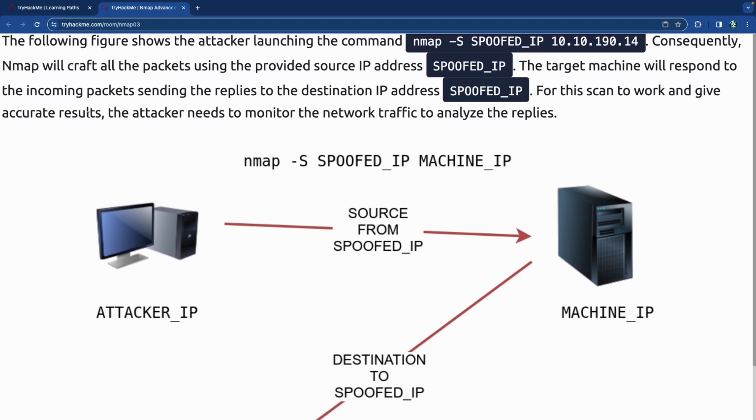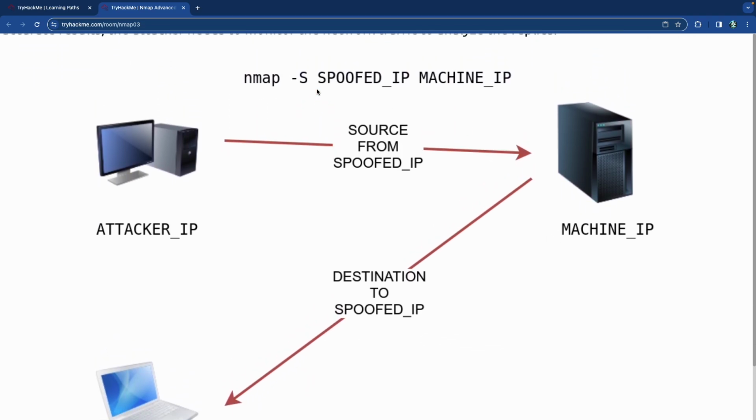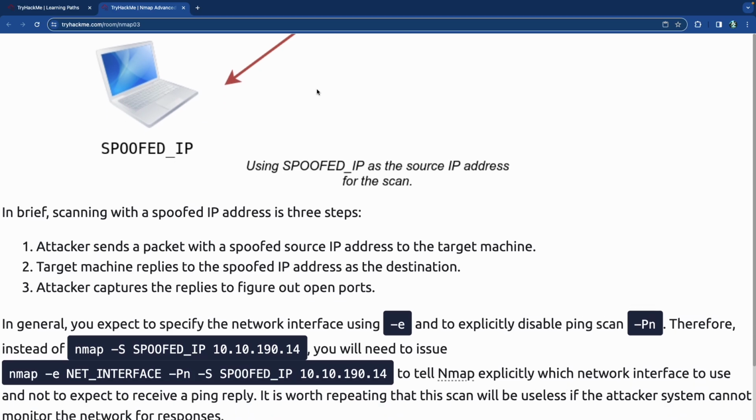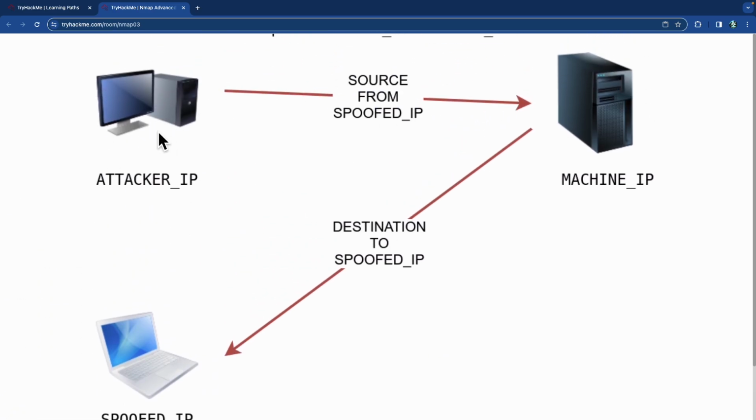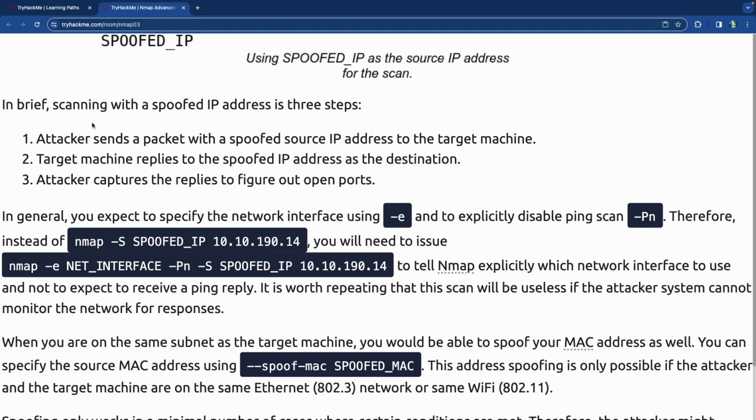For this scan to work and give accurate results, the attacker needs to monitor the network traffic to analyze the replies, right? So you need to be running tcpdump or Wireshark or something like that, so you could see what the results are, because most likely it's not gonna come back to the IP that you ran it from. So in brief, scanning with a spoofed IP is 3 steps. The attacker sends a packet with a spoofed source IP, then the target machine replies to the spoofed IP, and then the attacker captures the replies to figure out the open ports.